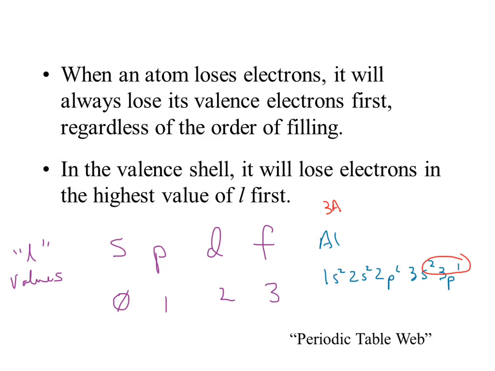But what this slide is saying, when it comes time for those 3 electrons to go, actually the first one to go is the electron in the 3p, because p has an l value of 1. And in the 3s, those don't go first because s has a value of 0. That's all it is.